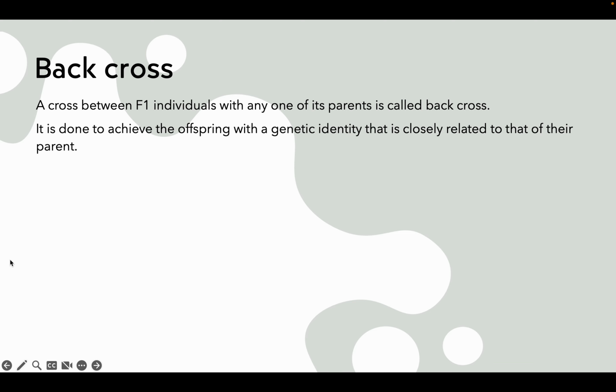And why is it done? Mainly to achieve genetic identity or to generate pure lines. Because if you back cross the F1 with the parents again and again, the chances of recombination are less, and what you get is mostly all the genes from the parents. So what we are generating is pure lines that are closely related to their parents. So backcross is done to generate pure lines, genetically identical to the parents.